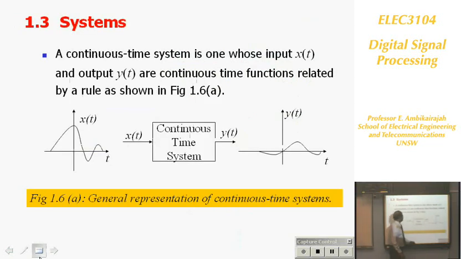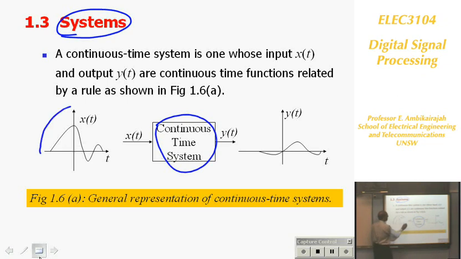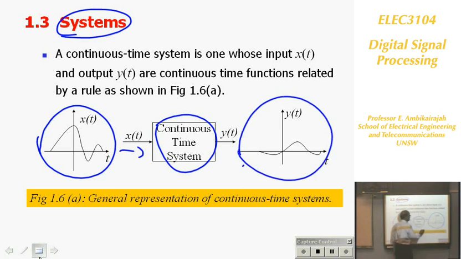Now we come to a system. So far I've talked about signals, discrete signals, continuous signals, and then I looked at sampling, and now we come to a system. Here is a continuous system, right? So I give a continuous signal to the system, I have a continuous output. That's an analog system, right? So that's the general representation of a continuous system.